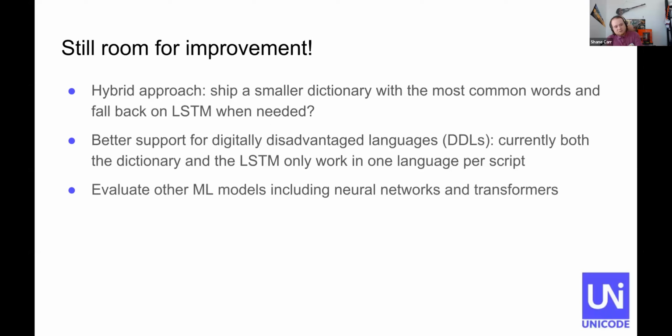The third way for improvement is to continue to evaluate other types of machine learning models, including neural networks and transformers, to see if we can get models that are faster on the inference step than the LSTM.